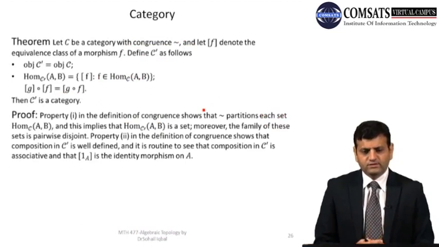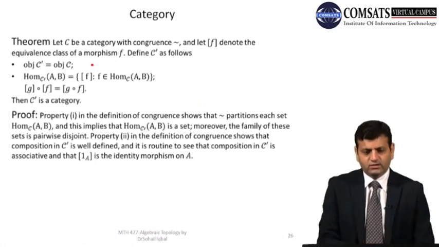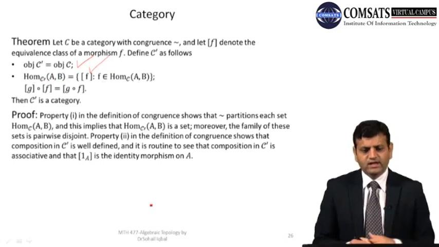So let C be a category with congruence, and [f] denote the equivalence class of a morphism f, and define C prime as follows. We define another category from this congruence, and the objects of C prime are the same as objects of C, but some sort of restriction is there on the morphisms of C prime. So how do we restrict? Because we are taking morphisms from A to B to be the classes of morphisms and not just elements.